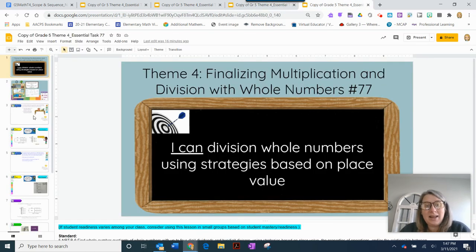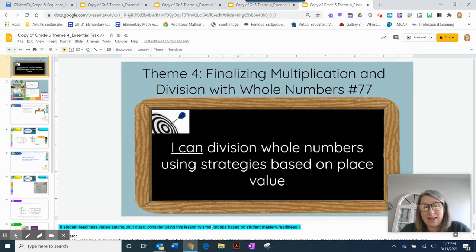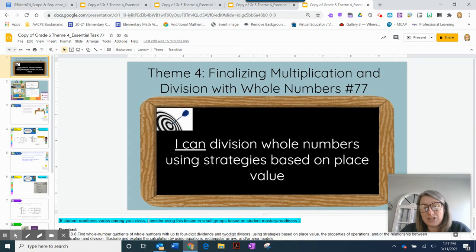For the last essential task, once again, you'll notice this is all based on student readiness and your class. I just wanted to point out that, especially as we go through these essential tasks, your students might be in a variety of places with their readiness and what is efficient and effective for them. It is totally okay if, instead of doing this whole group, you want to break students into smaller groups and work with them based on where they are in that progression. So keep in mind that some of these might look a little different than our traditional lessons.